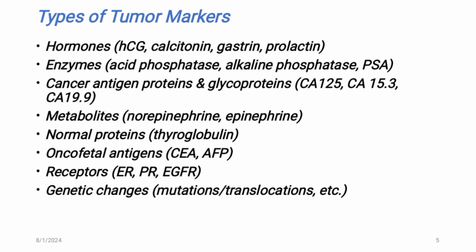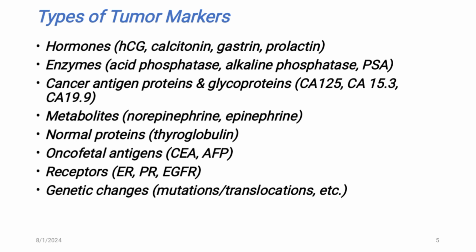The next is metabolites, that are epinephrine and norepinephrine. Normal proteins are thyroglobulin. We are going to discuss it in detail on the next slides. And the next one is the oncofetal antigens, CEA, carcinoembryonic antigen, and alpha fetoprotein.